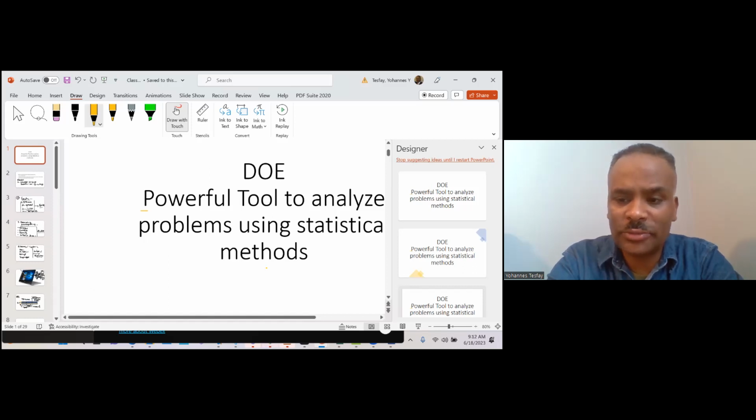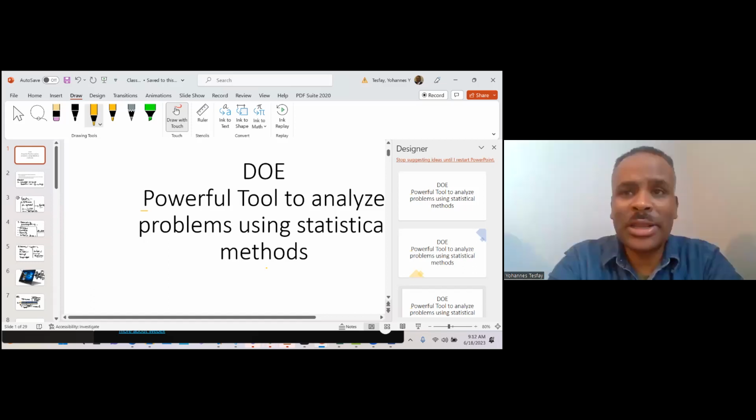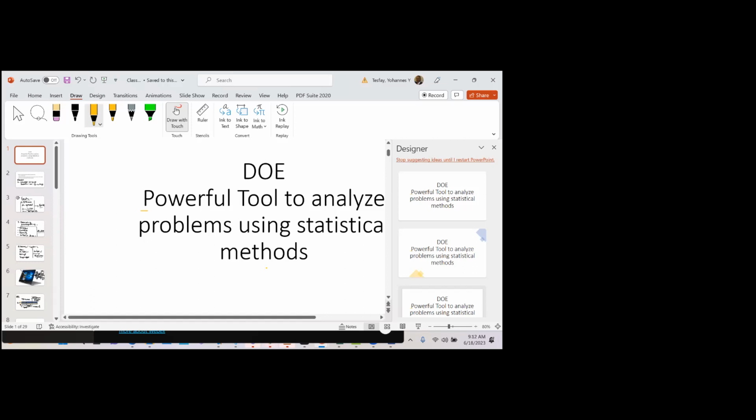ጥያቄ ያላችሁ ወይስ የላችሁ? ኦኬ አሁን ይሄንኛውን ሳምንት አንተ ጥያቄ አለው ፕሮፌሰር?